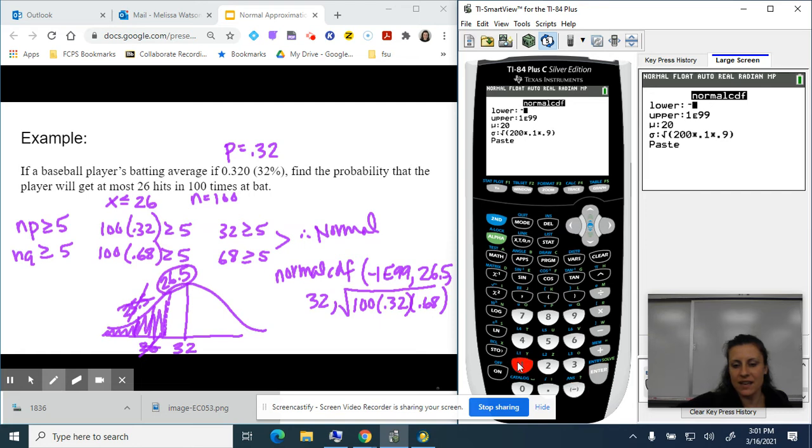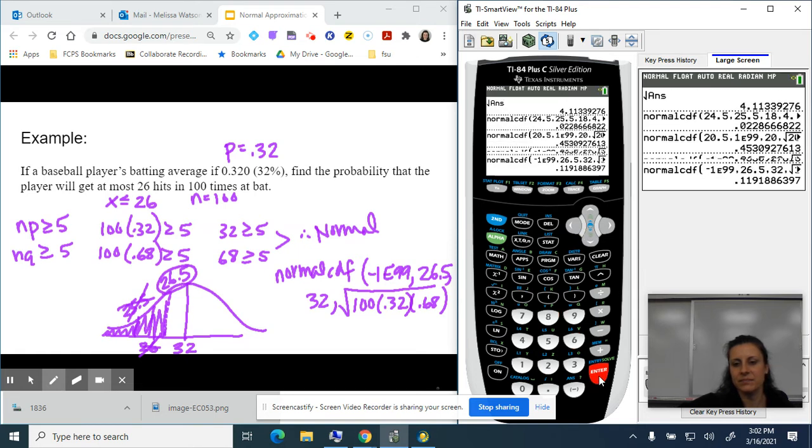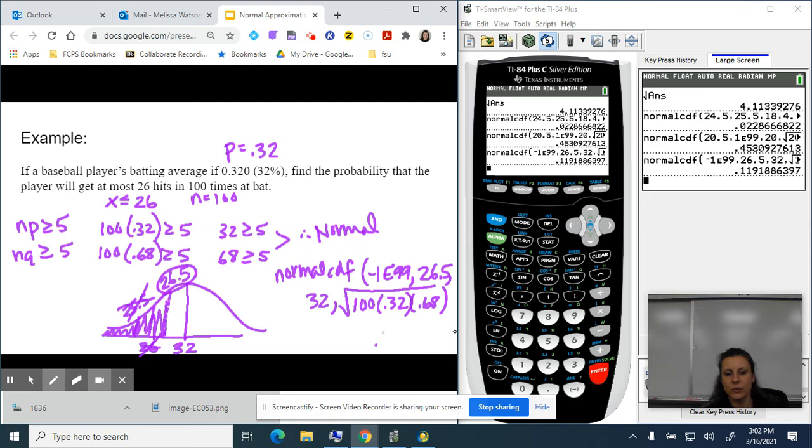The shading starts at -infinity, so -1 E99. The shading ends at 26.5. We have a mean of 32 and a standard deviation of the square root of 100 times 0.32 times 0.68. Okay, we get a probability of 0.1192.